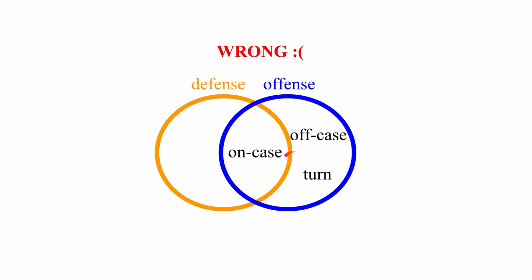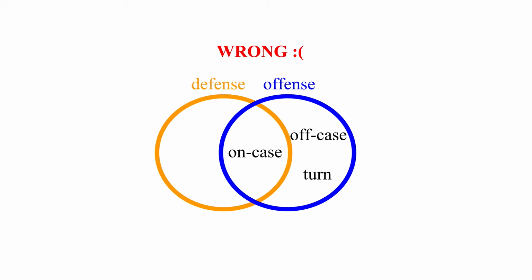People might say, but hold on. An on-case argument could be either offensive or defensive, so wouldn't it make sense for this overlap section to be part of both the defense and the offense circle? The problem with this kind of thinking is that any one particular on-case argument has to be either defense or offense. This diagram actually shows the relationship between on-case arguments and defensive arguments exactly backward.